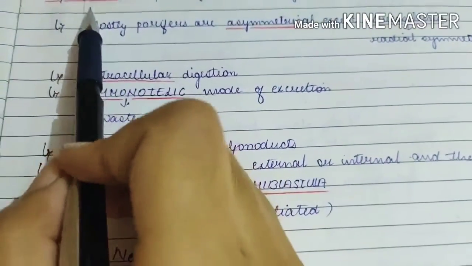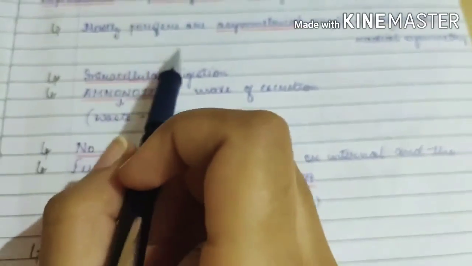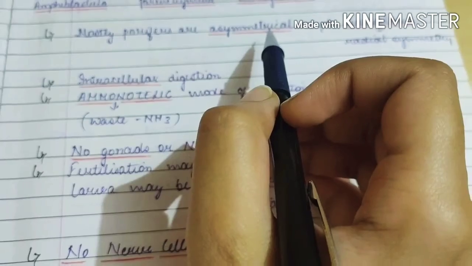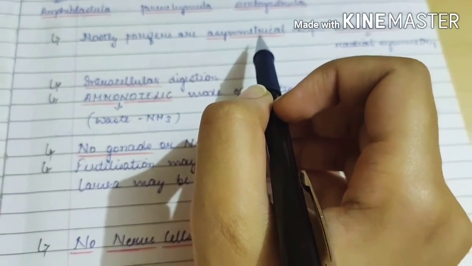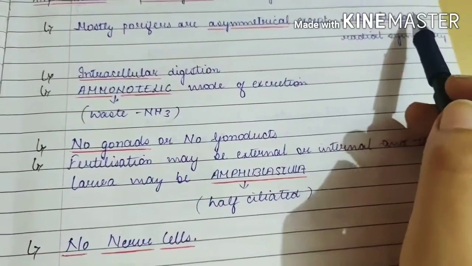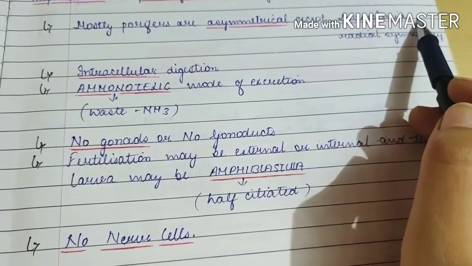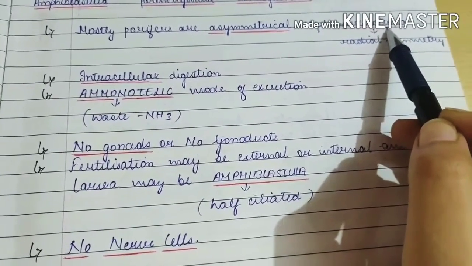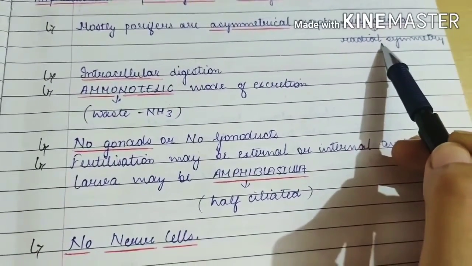Now, the next very important point is their symmetry. Mostly the poriferans are asymmetrical, that is, they have no proper symmetry, except Leucosolenia. Leucosolenia is an organism which is classified under the sponges, which has radial symmetry.